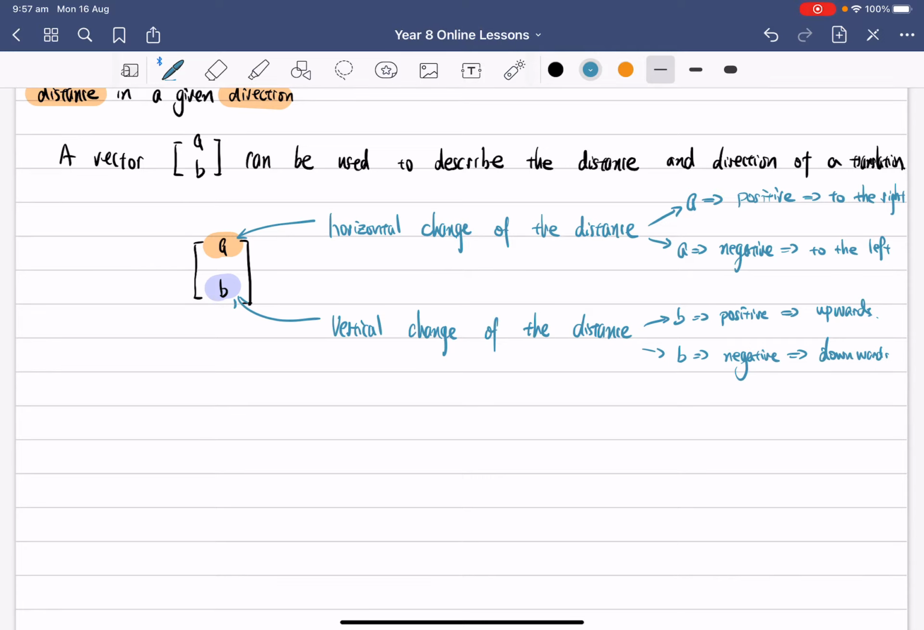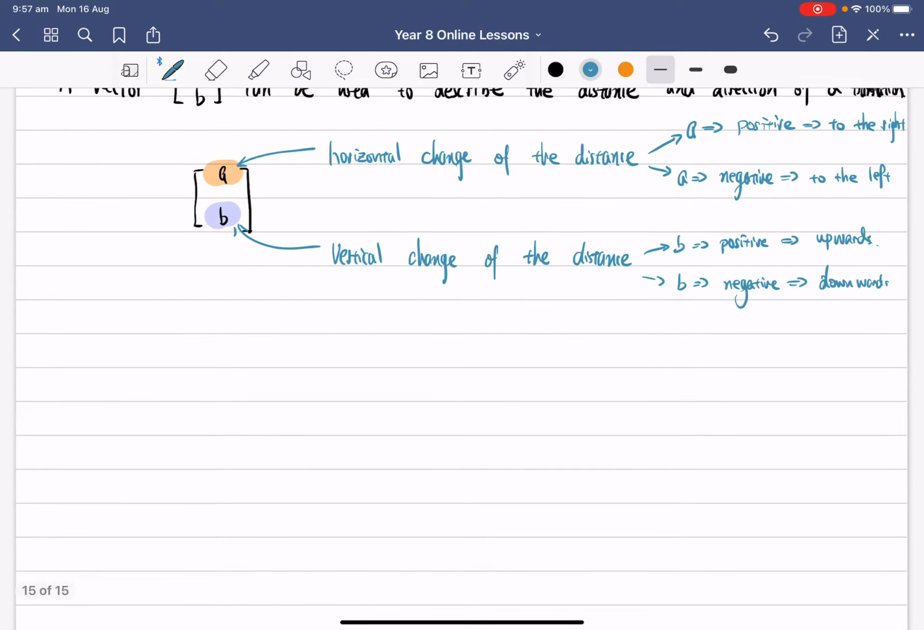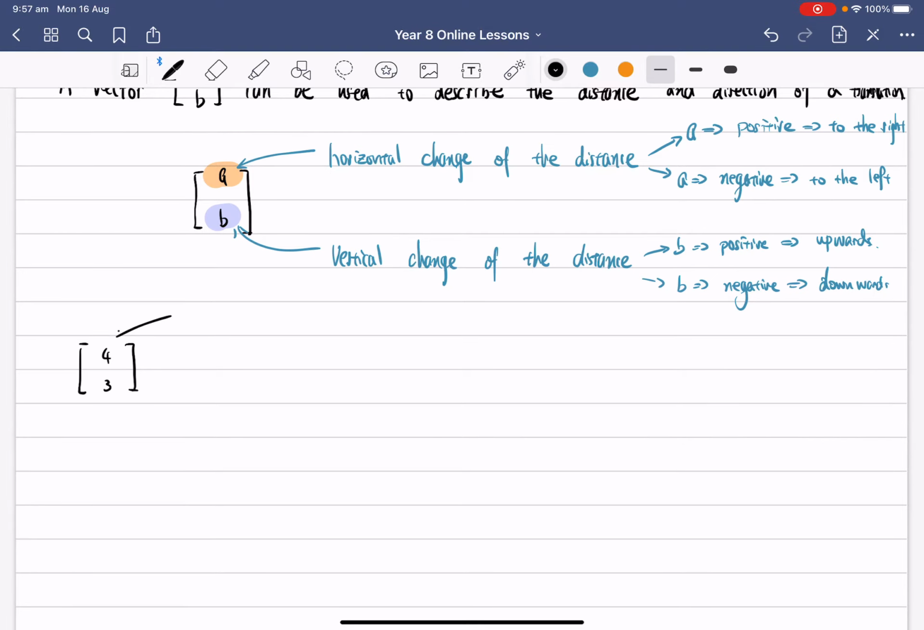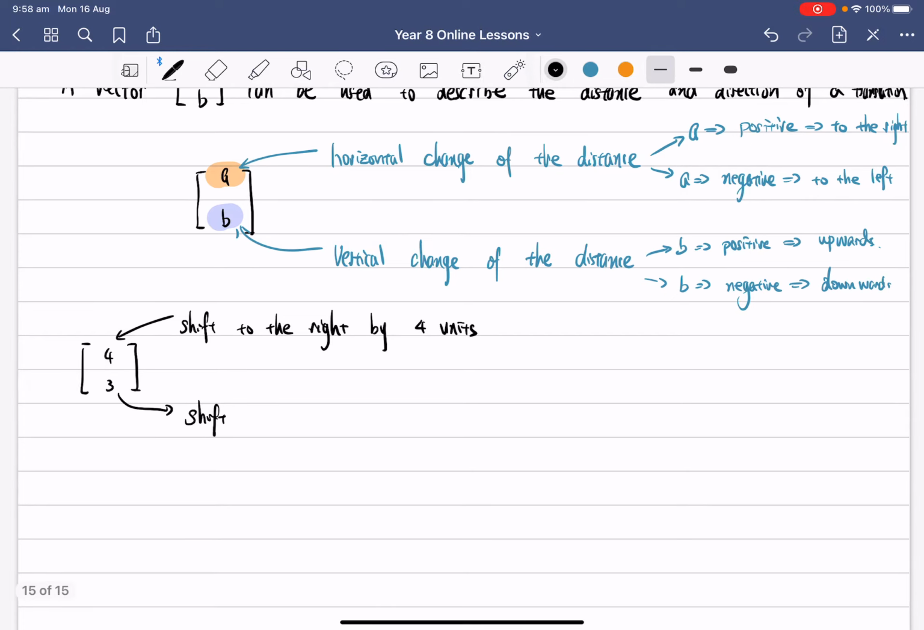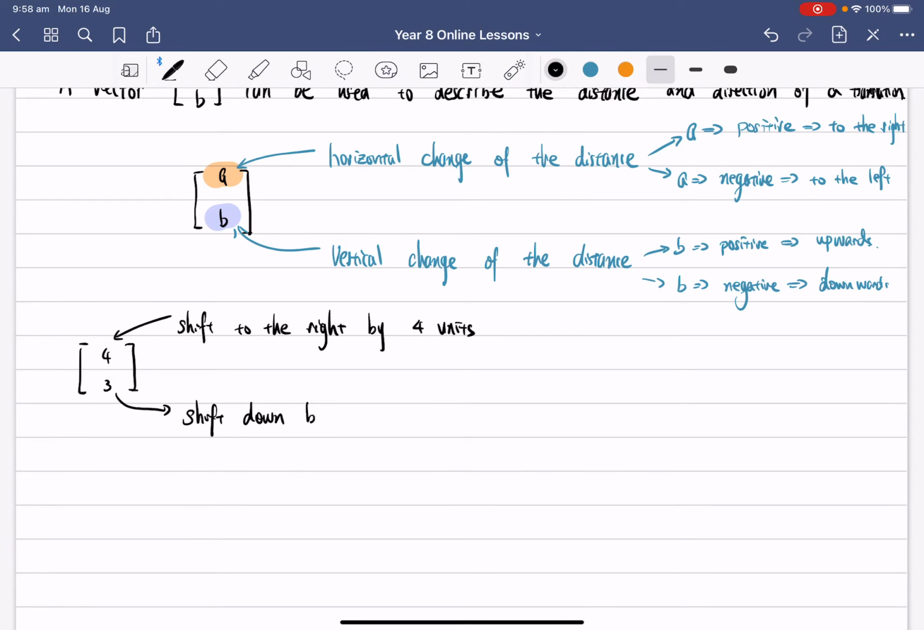Same idea. Let's have a look at this first type of question. If I give you a vector which is 4 and 3, then this vector is shifting to the right by 4 units, and then shifting down by 3 units. Or actually wait, that's not shifting down by 3 units, it's actually shifting up. It's positive. That's very important. Don't make a mistake like I did. It's shifting up by 3 units.